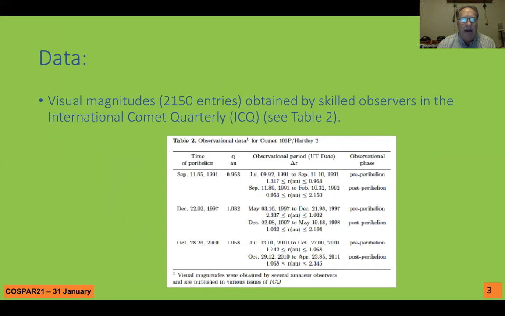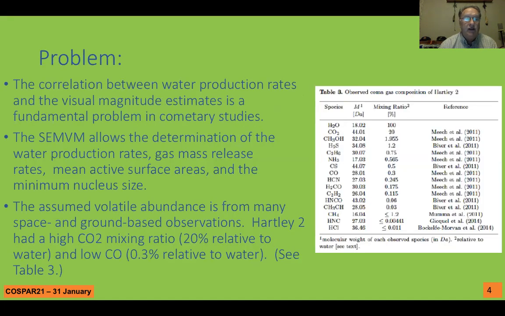Our observational data, the visual magnitudes that we were able to collect from the International Comet Quarterly, totaled over 2,000 by observers from around the world. And here are the three apparitions that we covered, with some information about the pre-perihelion and post-perihelion observational data. And so our problem then is to correlate the water production rates and the visual magnitudes to give estimates for important properties of the comet.